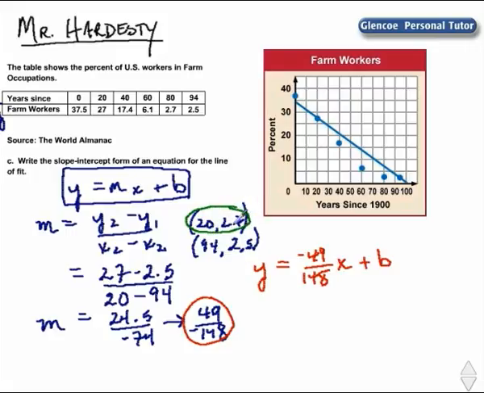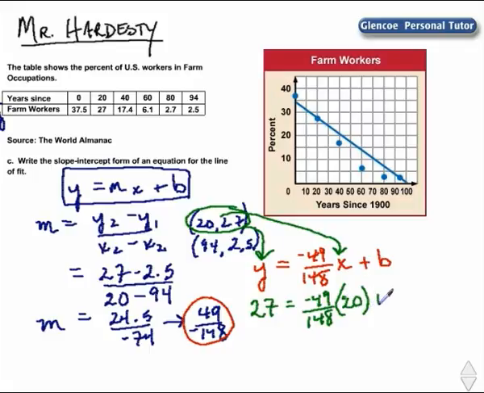That's x, y. We'll place 20 in for x and 27 in for y. And then our variable, our missing piece, will be the y-intercept, which is b. So we have 27 going in for y. Our slope we'll rewrite and multiply that by 20, the x value of one of the ordered pairs, plus b.